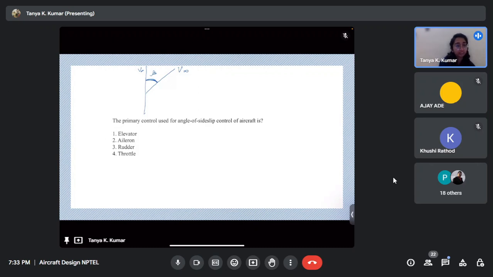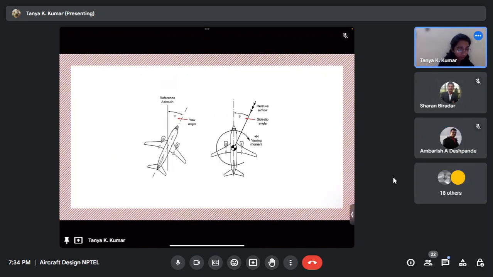What we can control is the yaw. So the aircraft is moving like this, with the oncoming velocity, and then it encountered a gust and a side slip angle. So what do we do to bring it back? We yaw the aircraft, right? So it should have been primary control for yaw. Side slip is not something we can control. So what is the primary control for yaw? Rudder, correct.